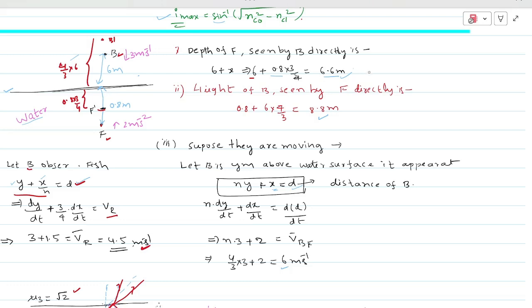Then 0.6 into refractive index times it has to move more, plus 4 by 3. Then it will reach the point. So how much is it estimated? 0.6 meters extra means 0.6 meters from its position extra is observed.